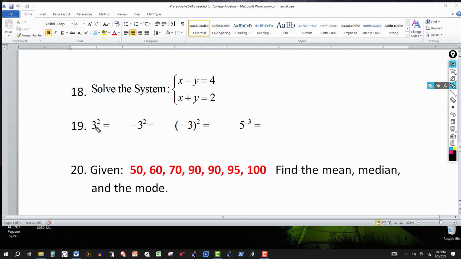Now the next one, I'm going to go over this just for some of the mistakes that some students will make. 3 to the second power means 2 factors of 3. So that's 3 times 3, this is 9. So just be careful. If it's written this way, this 2 only applies to the 3, not the negative.